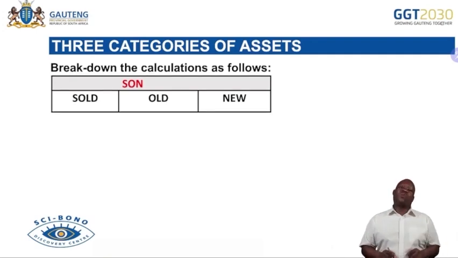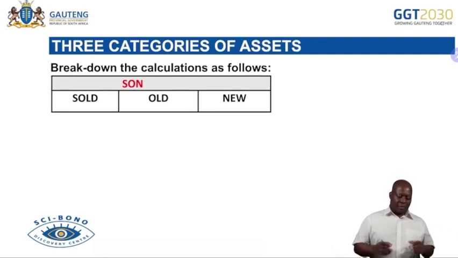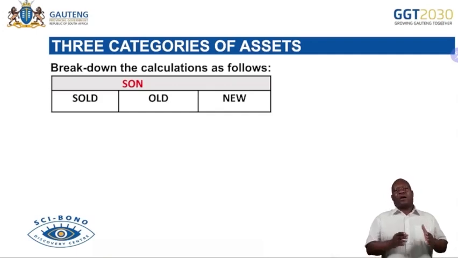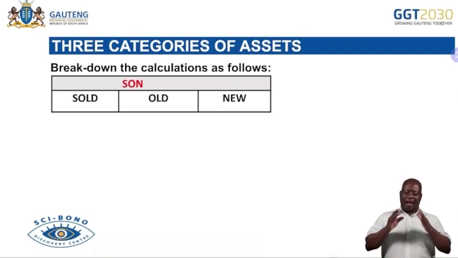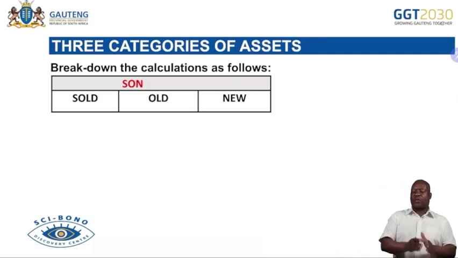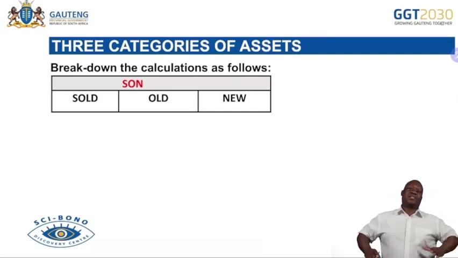The main reason why we are not going to win is the fact that they are for different periods. One may have stayed in the business for 6 months, the other one for 3 months, and maybe the other for the whole year. So because of that, we cannot calculate depreciation at once. So what do we do? We make sure that we break down the calculations into 3.